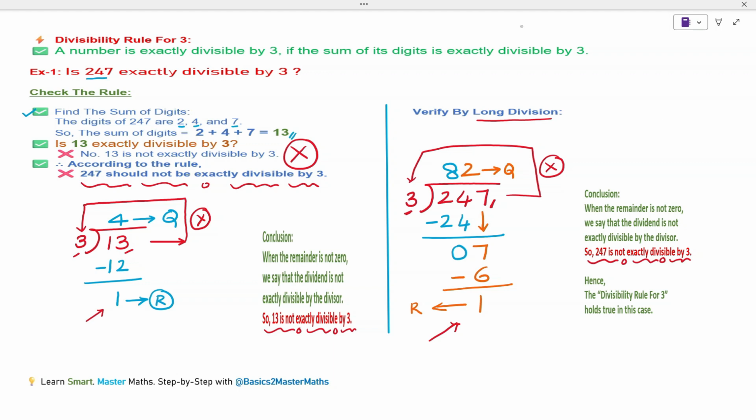Hence, the divisibility rule for 3 is satisfied because it already said 247 should not be exactly divisible by 3. Got it?